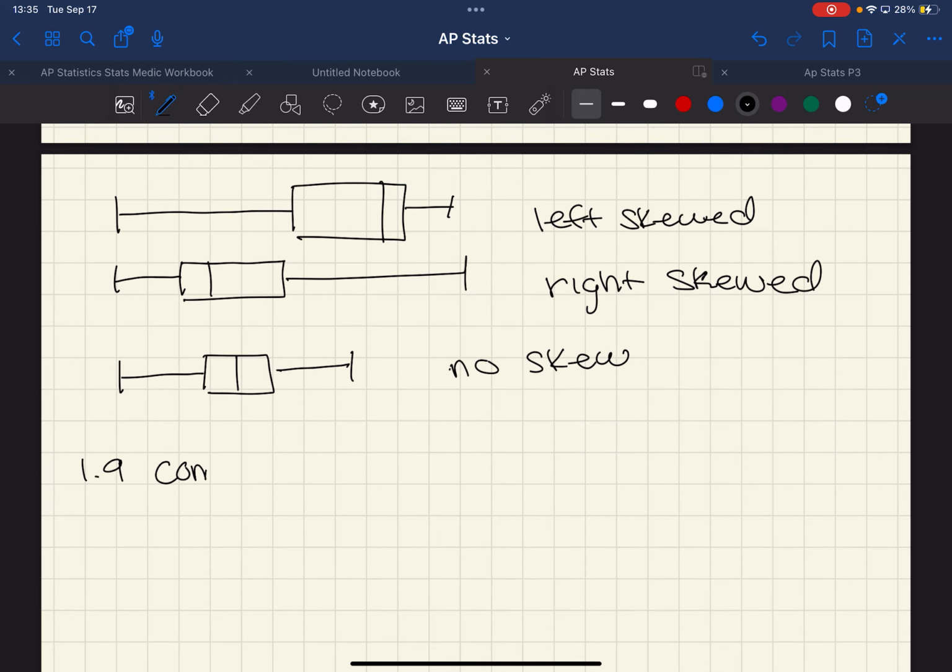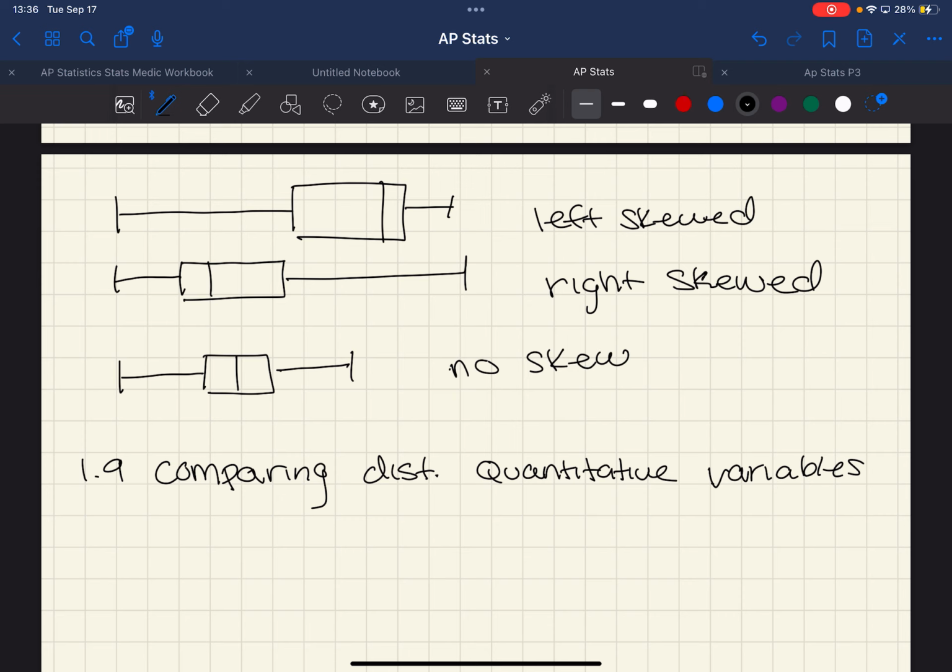So comparing distributions, quantitative variables. So looking at this section, it's best to describe the notes by showing some examples.